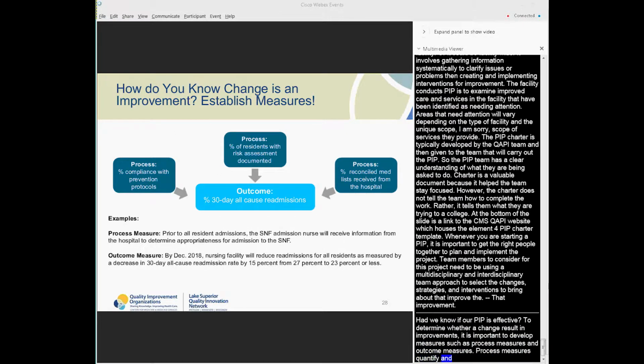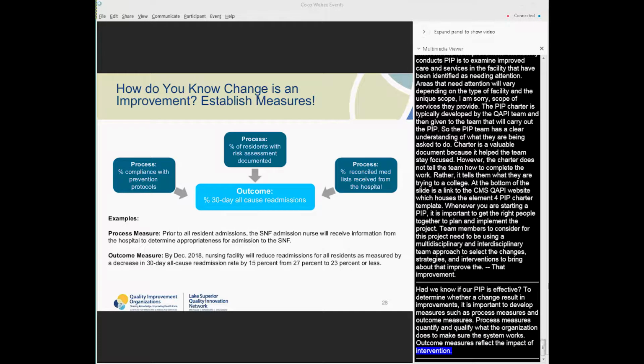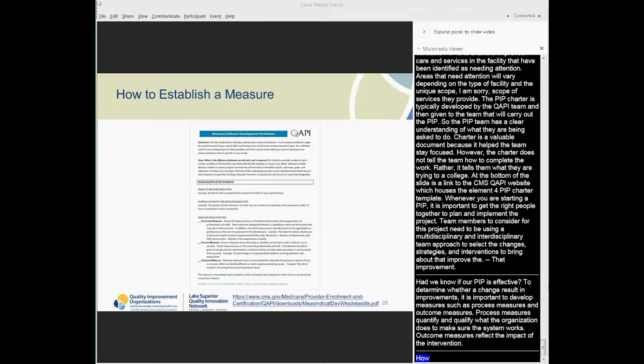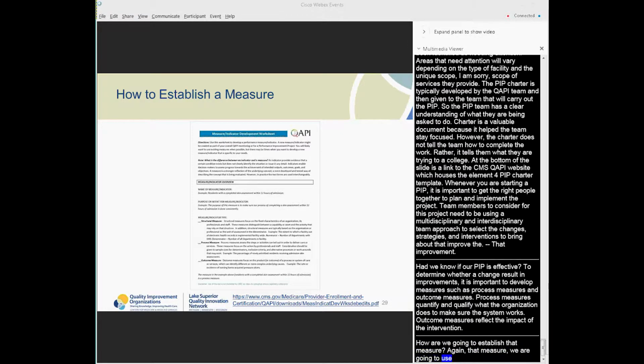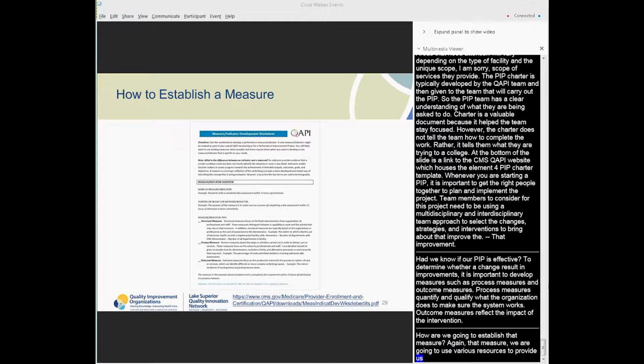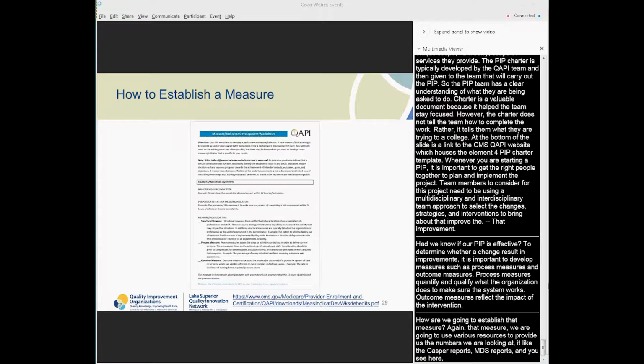And how are we going to establish that measure? Again, for that measure we are going to use various resources to provide us the numbers. We're looking at the CASPER report, MDS report, and you see here the tool that helps you to form how to establish a measure. So again, QA provides every document or tool for every step of the way through the QA-PI process.